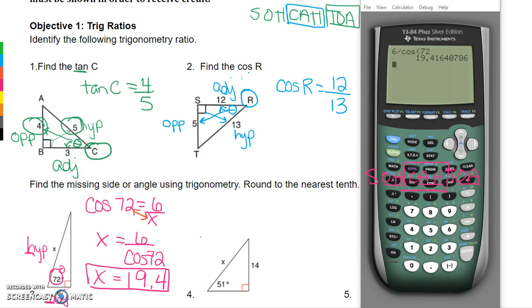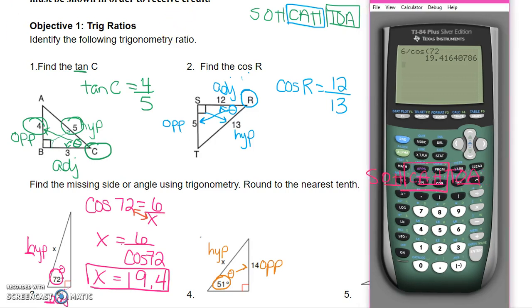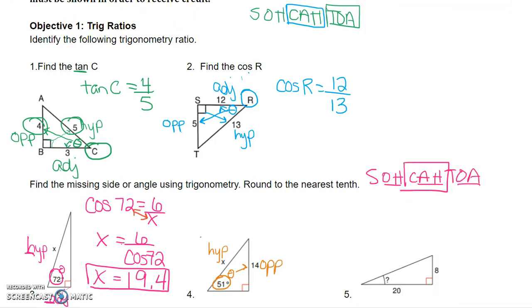Okay, my next problem, number 4, 51 is my theta. Directly across from theta is 14. That's my opposite side. Here's my right angle, so x is my hypotenuse. So based on SOHCAHTOA again, let me move my calculator. I have opposite and hypotenuse. So looking at SOHCAHTOA again, I can see I'm going to be using the sine function this time. So sine of 51 degrees is equal to opposite 14 over hypotenuse x.